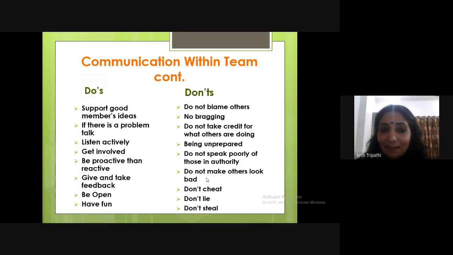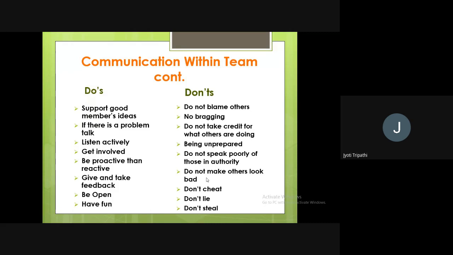Do's are support good members' ideas. Yes, I am a leader and I know that I'm not good at something and I am not well versed with the things. I do not keep the data with me, or I may have certain other ethical practices issues. Then I will discard what other members are coming up with. So let them bring up their ideas. Let them come up with their innovative, creative ideas, appreciate them, give them a room, and give them a table to put on their ideas.